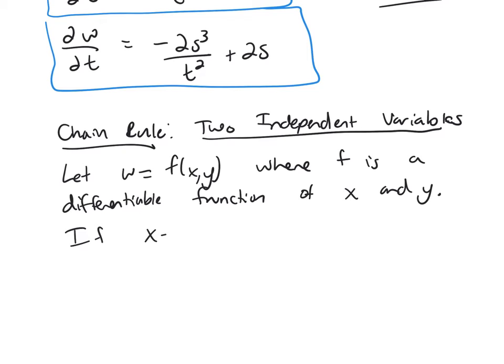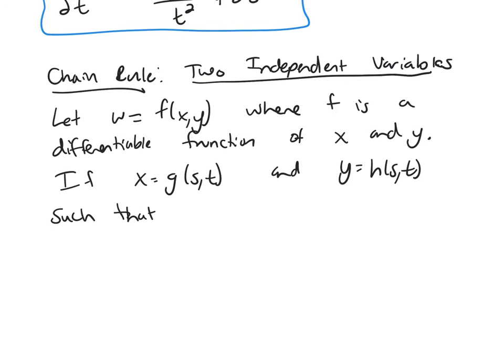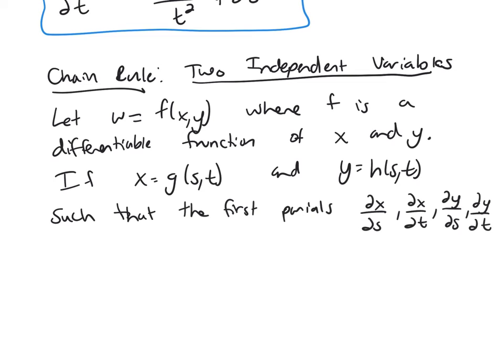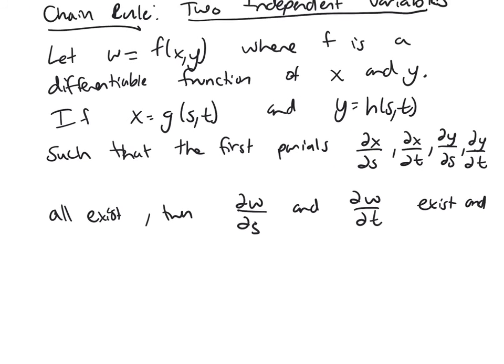If x is a function of s and t, and y is also a function of s and t, such that the first partials, so it'll be the partial of x with respect to s, the partial of x with respect to t, the partial of y with respect to s, and the partial of y with respect to t all exist, then the partial derivative of w with respect to s and the partial derivative of w with respect to t exist, and there's a nice formula for finding them.